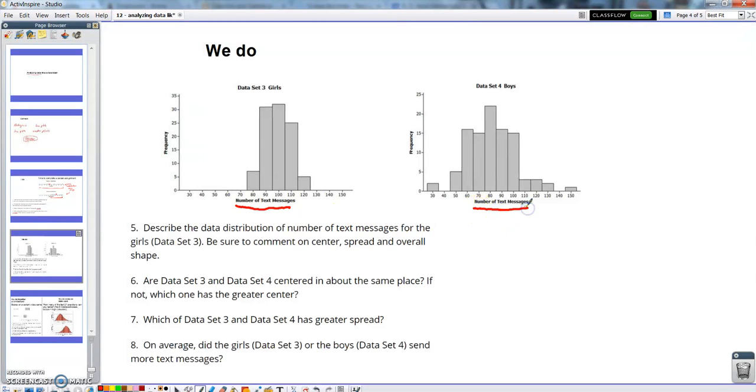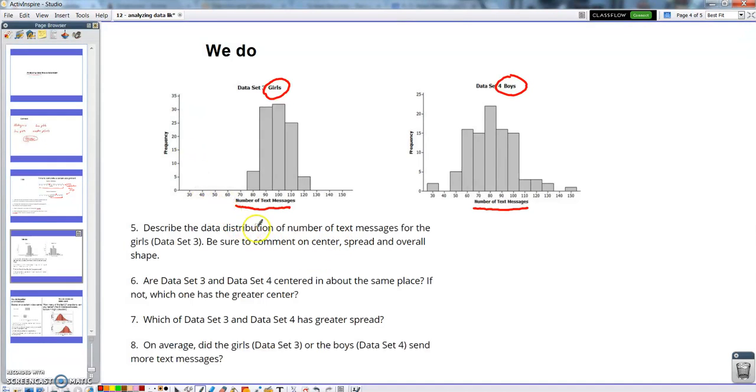So what a statistician might wonder is, do the number of text messages that girls send and boys send in a certain amount of time, I don't know what the amount of time is, let's just say it's a week. Can I learn anything about the differences in boys and girls and how they send text messages from this data? That's why a statistician would ask. They wouldn't just make a graph because they felt like making a graph.